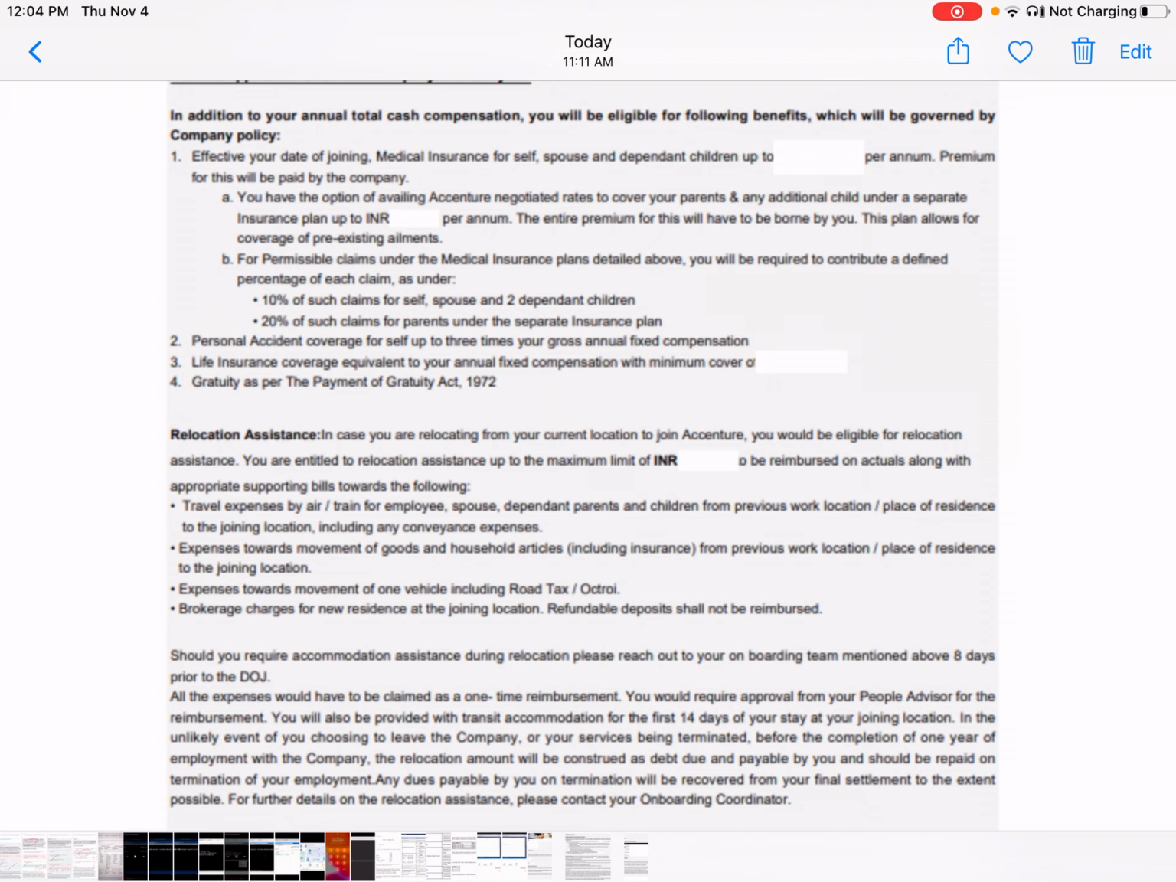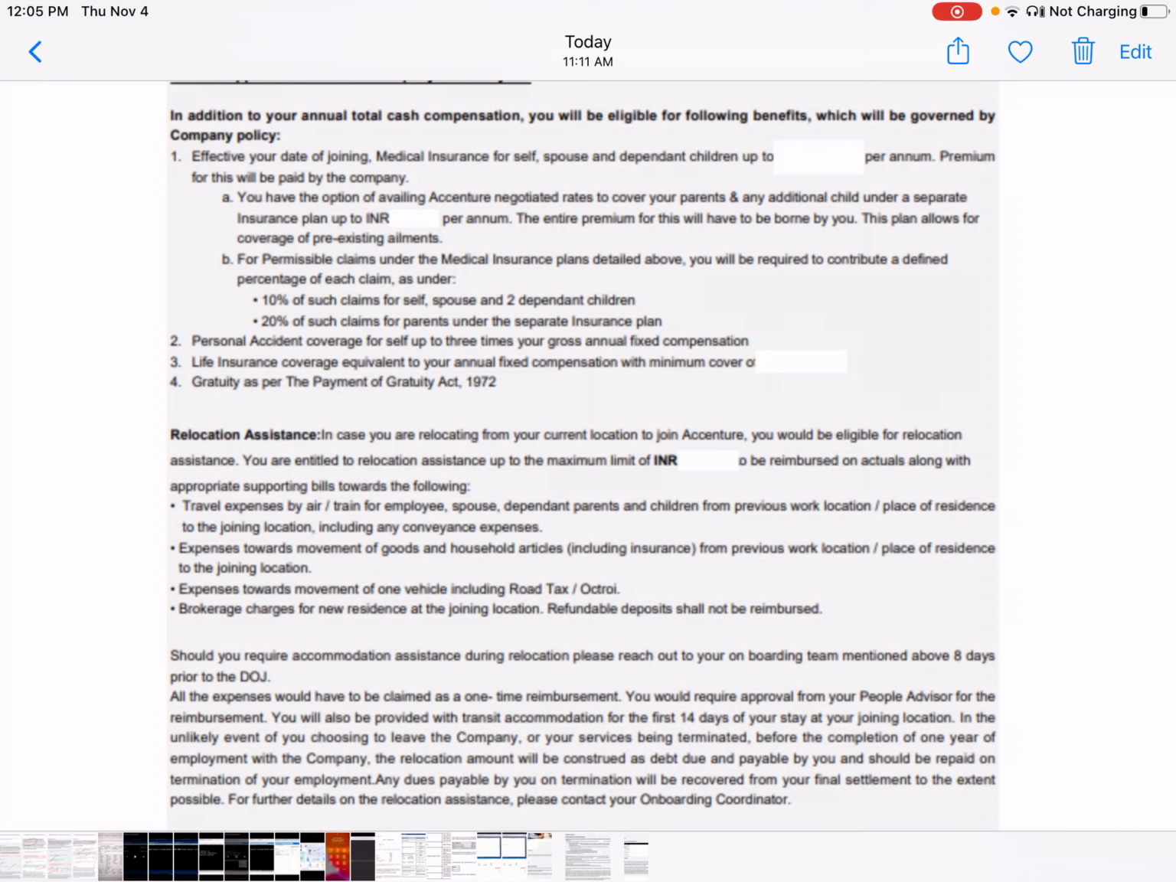And this insurance amount is 3 lakh, 5 lakh. So this is based on the career level, which career level you are joining. I'm not telling the exact amount, but the amount is pretty good. But there is a catch. Accenture is having a co-pay option, not a no co-pay.